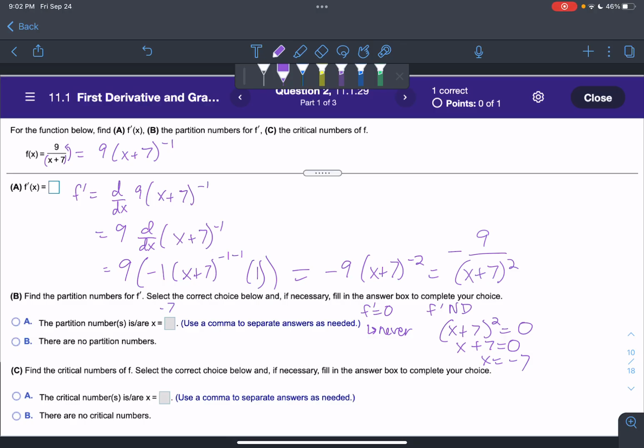And then now for the critical number, again, it's whatever number or numbers we found in part B, provided that they're in the domain of f. So we have to find the domain of f real quick. So if we look at our original function, notice that I can't have negative 7 because negative 7 for x will give me a 0 in the denominator. So it's all real numbers except for negative 7. And so since negative 7 is not in our domain, we don't have any critical numbers.